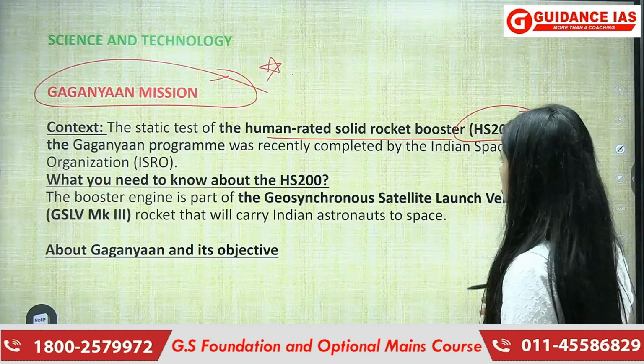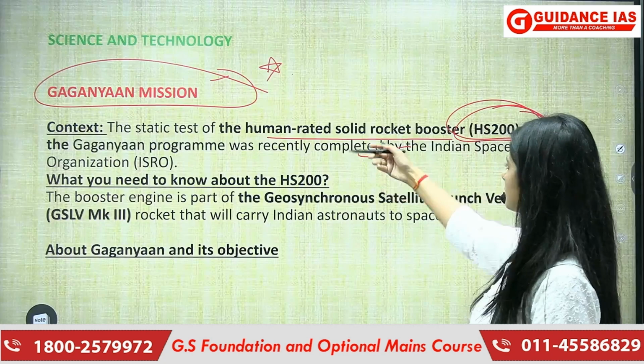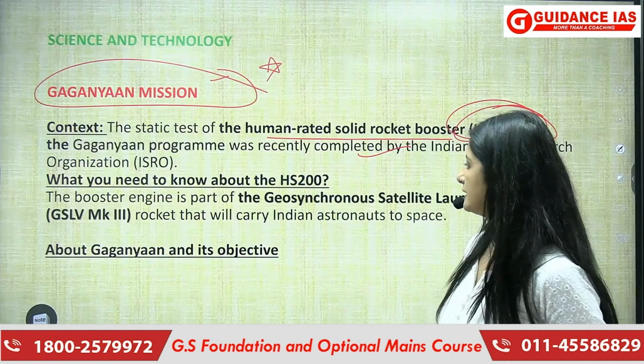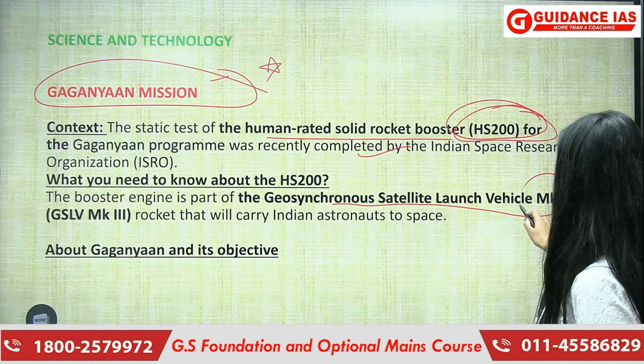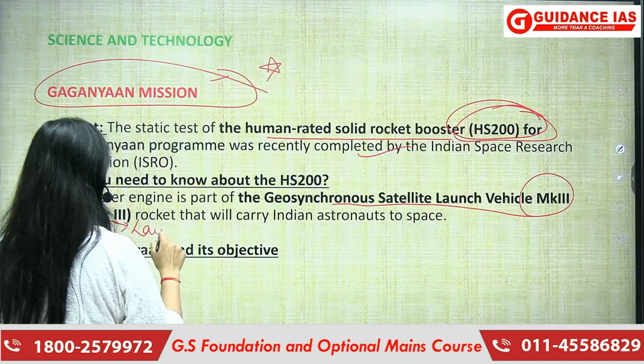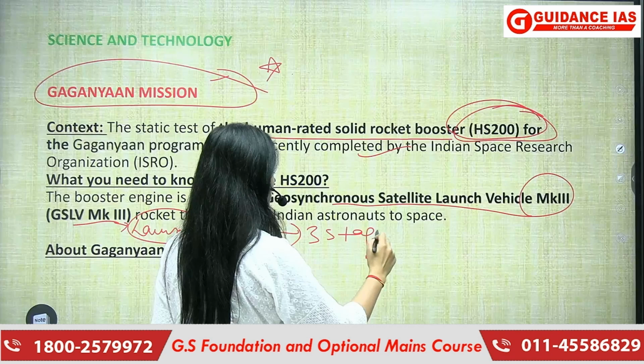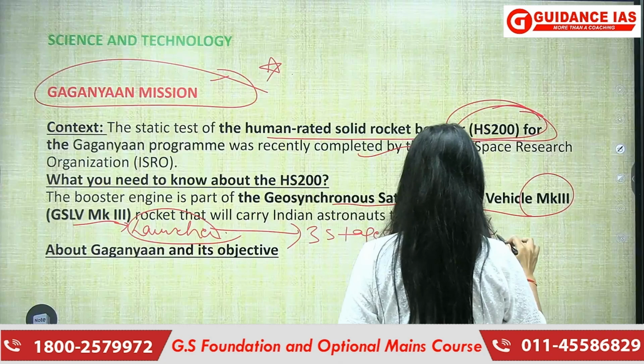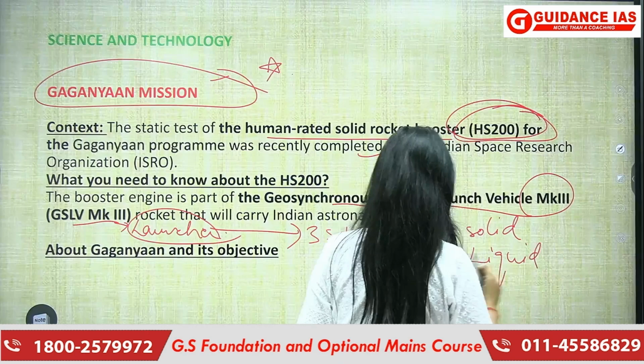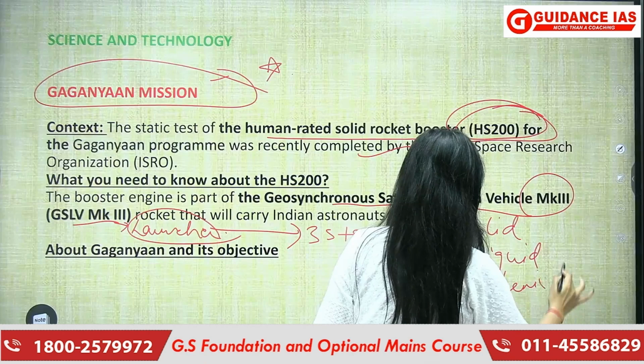अच्छा, अभी हम इसके बारे में ही समझ लेते हैं, since we have talked about it. ह्यूमन रेटेड सॉलिड रॉकेट बूस्टर, ये है क्या? This booster engine is a part of Geosynchronous Satellite Launch Vehicle MK-3, GSLV MK-3, जो कि लॉन्चर भी है हमारा, इसका सैटेलाइट लॉन्चर है हमारा गगनयान मिशन का, right? और हमें ये भी पता है इसके 3 स्टेजेस होते हैं. GSLV की अगर हम बात करें, 3 stages होते हैं. First stage is solid, second is liquid, and third stage is cryogenic, right? These are the 3 stages we have.